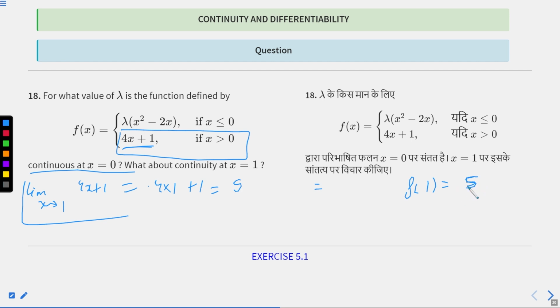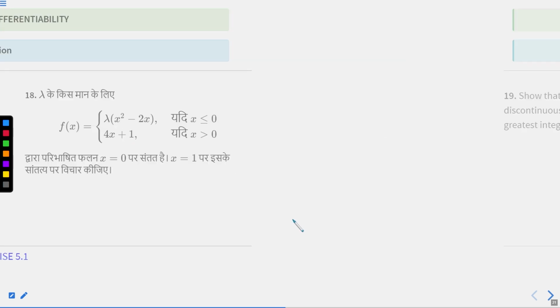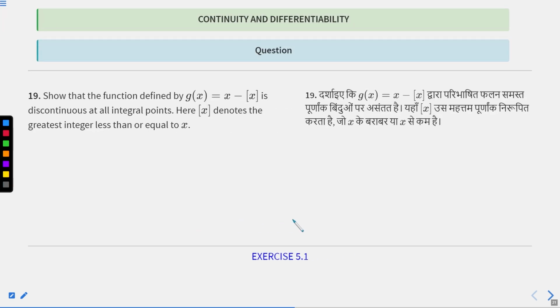Okay, clear? As you can see, it is independent of lambda. So this means you can use any value of lambda, as it is independent of lambda. So every lambda will work. Okay, let us move next.